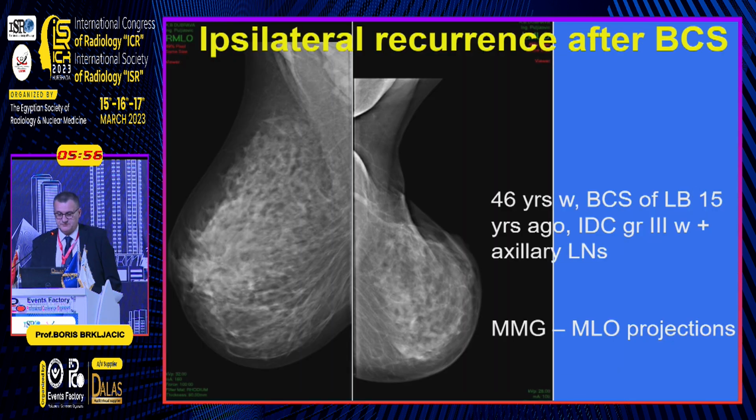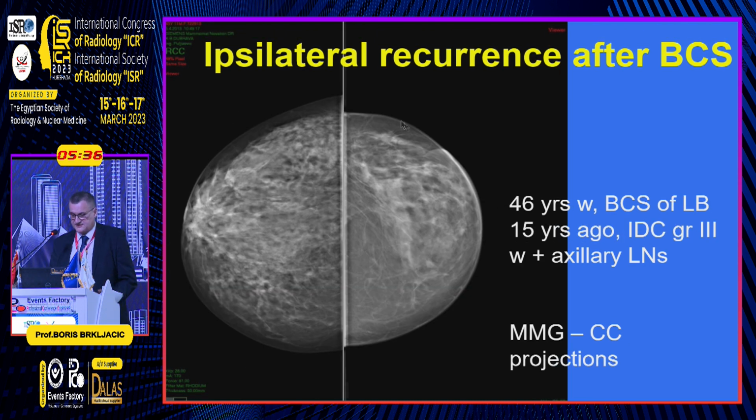Let's see some examples. This was a 46-year-old woman who had breast conserving surgery of the left breast, as you see, 15 years ago when she was very young. It was a very high-grade invasive cancer, grade 3, with positive axillary lymph nodes. On mammography, you wouldn't really suspect something because this is scar, these are craniocaudal images, again, quite dense breasts, but basically you don't see much.